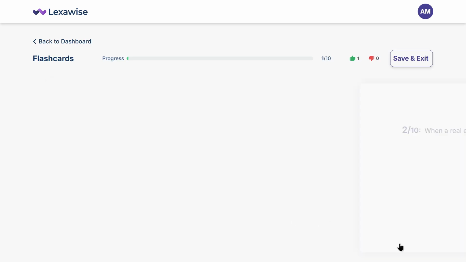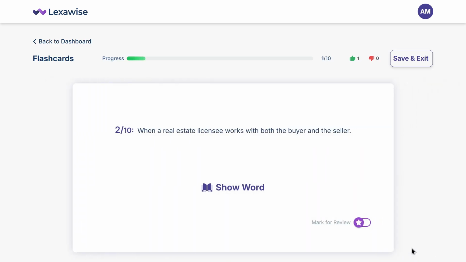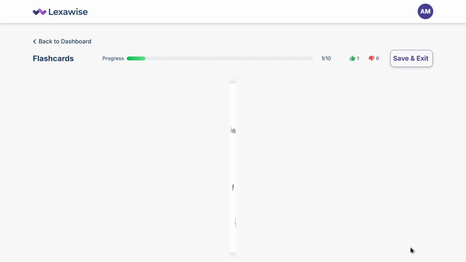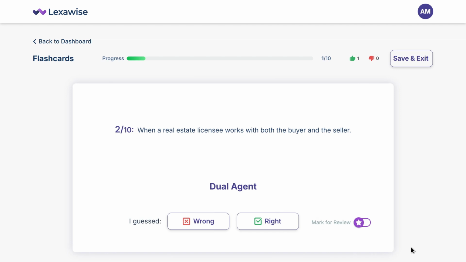Next flashcard. When a real estate licensee works with both the buyer and the seller. Go ahead and think it over. Ready? Dual agent. A dual agent is a real estate licensee who represents both the buyer and the seller in the same transaction. While it's legal in some states, it comes with strict rules about disclosure. The agent must remain neutral and balance the interests of both parties. It's a unique situation, so make sure you're familiar with it.